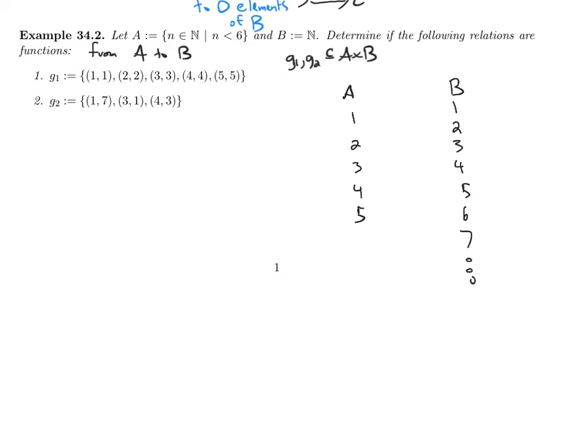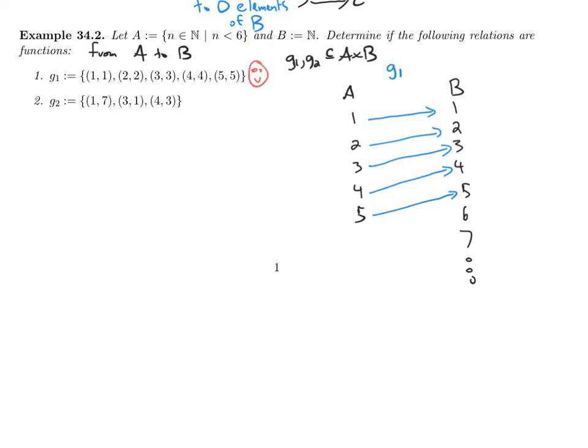So G1, let's do in blue. So here we have 1 is related to 1, 2 is related to 2, 3 is related to 3, 4 is related to 4, 5 is related to 5. Every element of A is indeed related to exactly one thing in B. This is indeed a function.